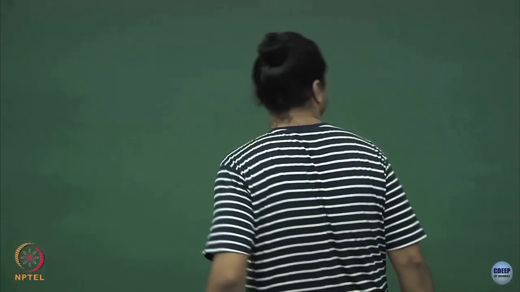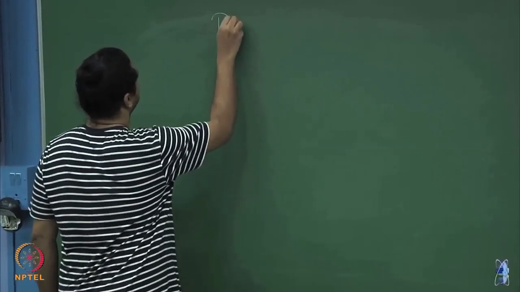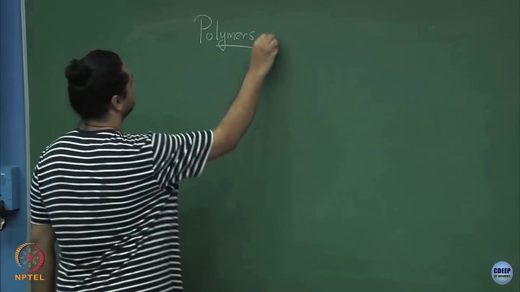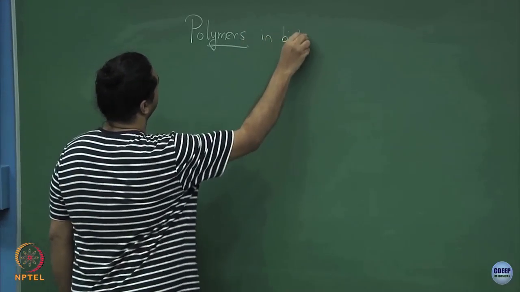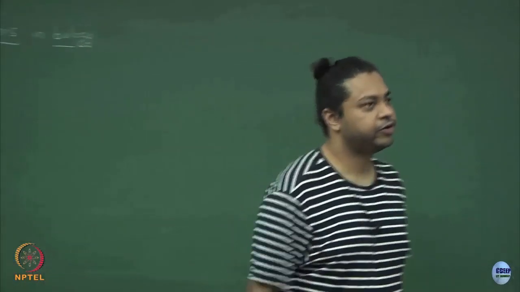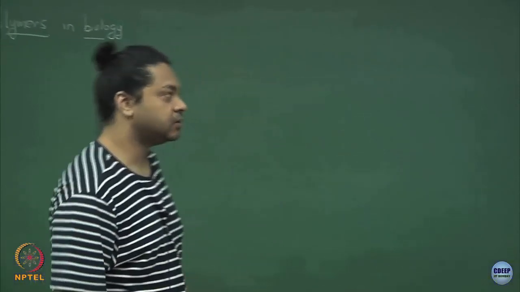Okay, so what I thought we'll start is a slightly different topic, which is polymers in biology. So today what I'll try to do is start with very simple models of polymers and how to write statistical descriptions of polymers, and then the next couple of classes will go more into examples of biological situations where such calculations would be relevant.